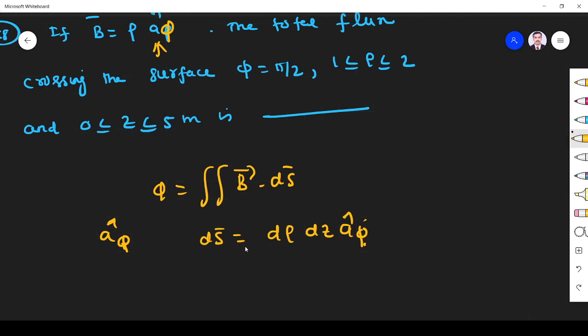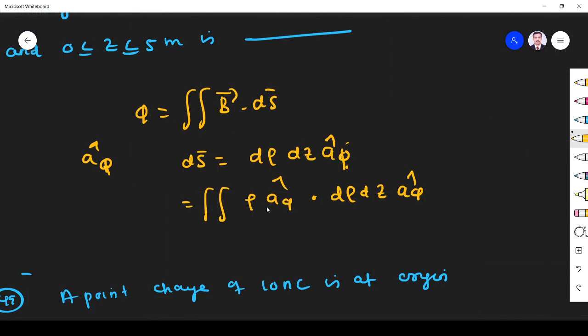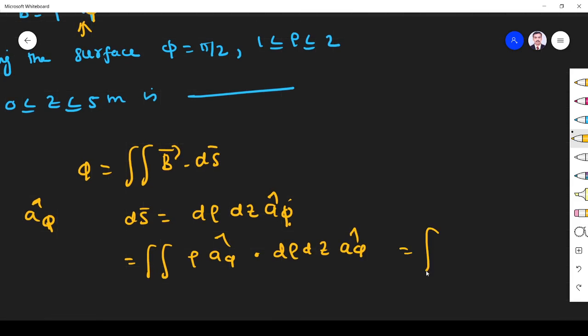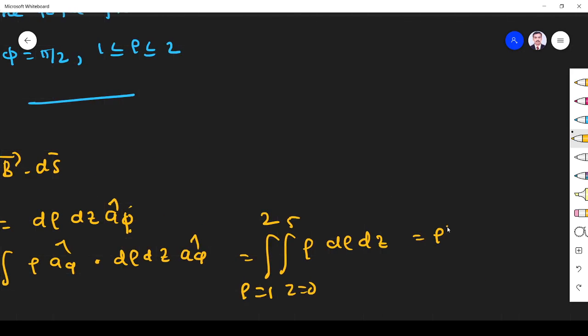Now you take the dot product. B is rho a_phi dot d rho dz a_phi. So this is rho, a_phi dot a_phi is 1, so rho d rho dz. Integrating with respect to rho and z, rho varies from 1 to 2, z varies from 0 to 5. If you simplify, you get rho squared by 2 times z from 0 to 5.